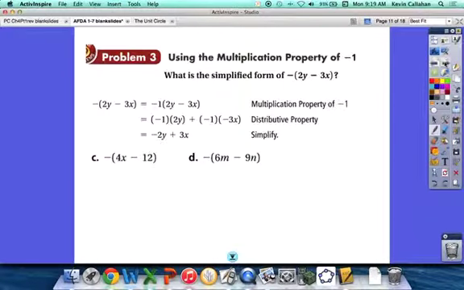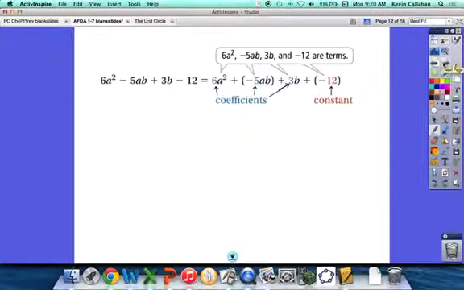What about this one? Since that's a positive 4x and that's a negative 12, when you multiply by negative 1, it flips the sign of both: negative 4x plus 12. And the second one, negative 6m plus 9n. Flip the sign of everything when you multiply by negative 1.